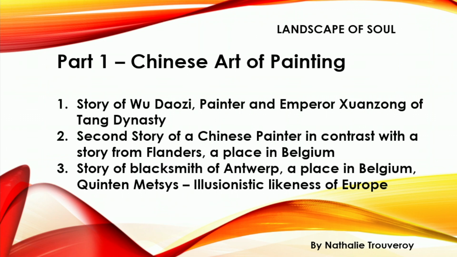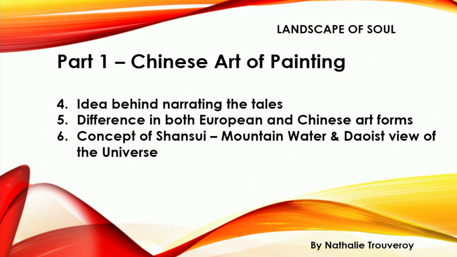So this was another story, from Europe. It was an example of illusionistic likeness, meaning something that looks like real but is simply an illusion, which is close to real but not real. And the writer begins his lesson with all these three stories, and next the writer tells what the idea behind narrating the tales is.